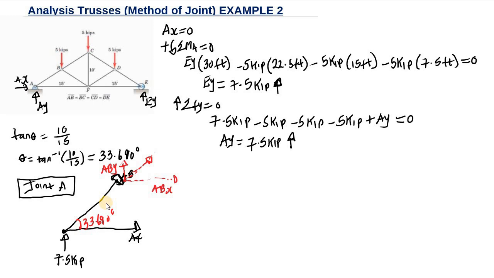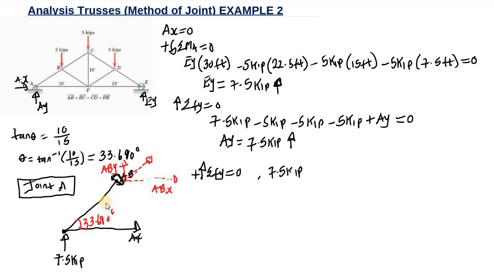What we're going to do is take the summation of all the forces in the vertical direction equal to zero. So this is the first thing we need to do. We're going to say all the force acting upward is positive, while all the force acting downward is negative. As you can see, we have 7.5 kip acting upward, so this is going to be positive, 7.5 kip.